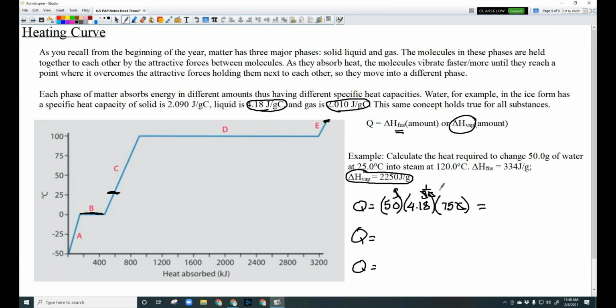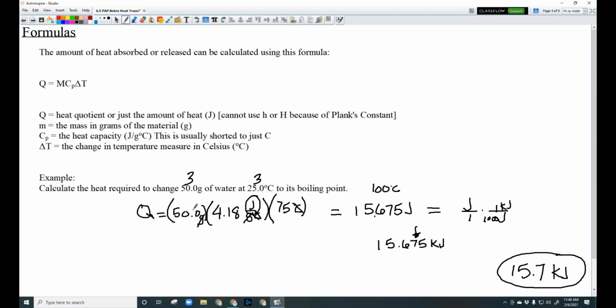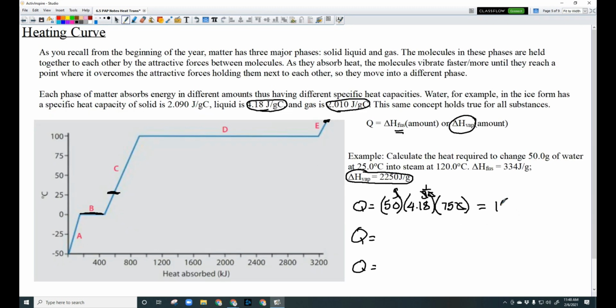And so we already calculated this, right? We did that on our previous problem right here, so it's the same. Let's do it in joules: 15,675 joules. Now we're going to have to use this equation right here.